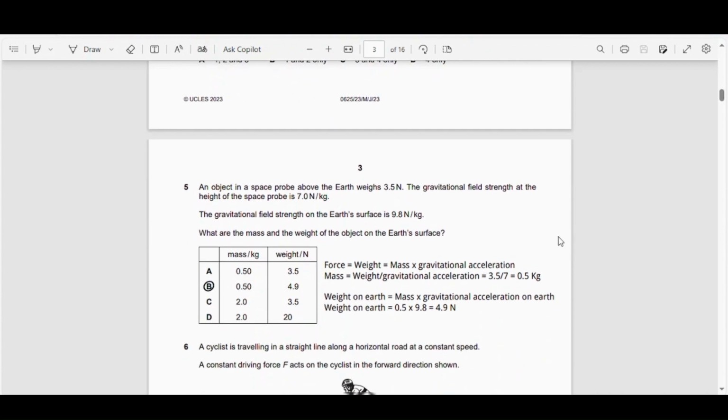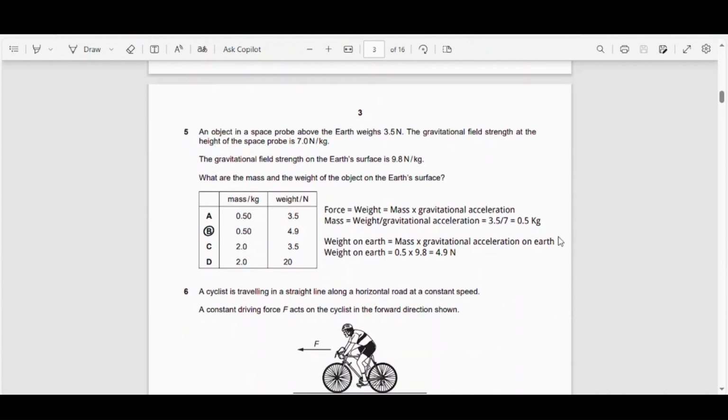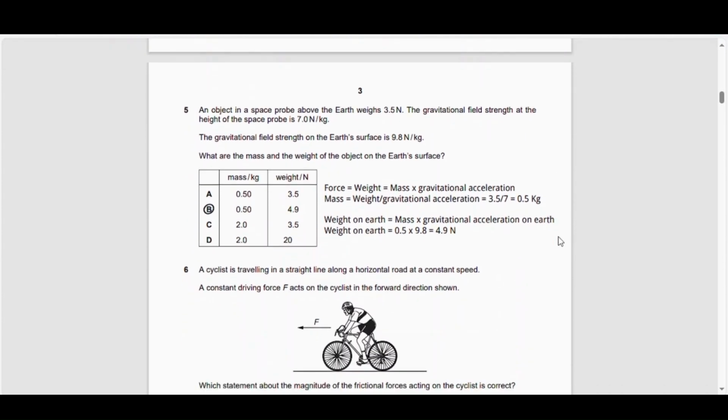So if we keep going down, there's a question here which says, an object in a space probe above the Earth weighs 3.5 newtons. The gravitational field strength at the height of the space probe is 7 newtons per kilogram. The gravitational field strength on the Earth's surface is 9.8 newtons per kilogram. What are the mass and the weight of the object on the Earth's surface?